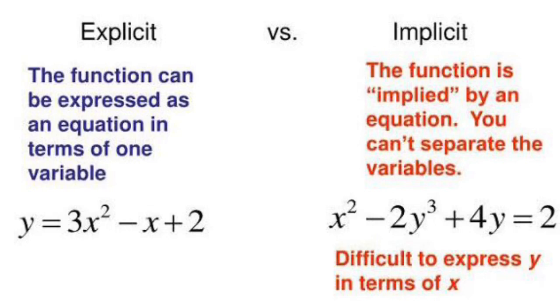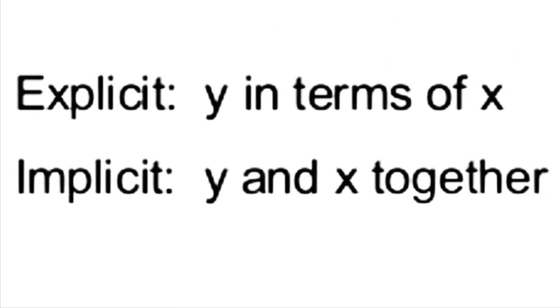For example, x square minus 2y cube plus 4y is equal to 2. So in this, it is very difficult to express y in terms of x. That is why this equation comes under an implicit function. In simple language, you can say that explicit means y in terms of x and implicit means y and x both are together.